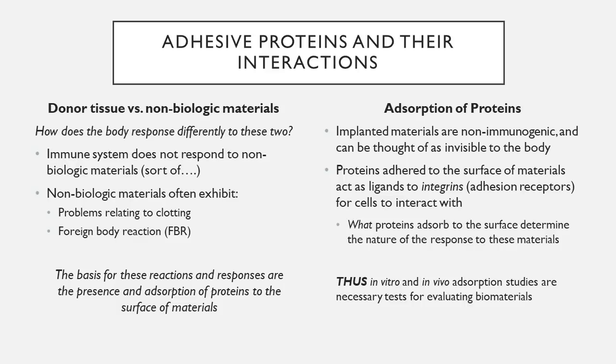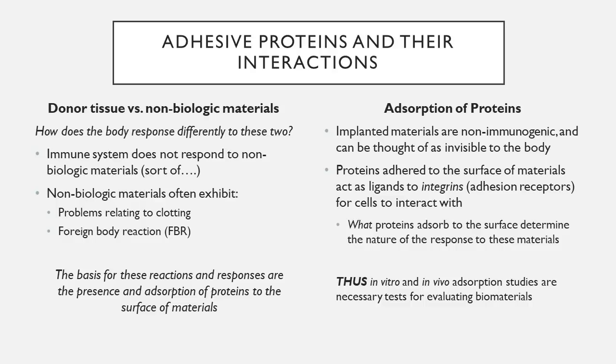But really the basis for all these interactions and reactions are the presence and adsorption of proteins to the surface of materials. So we're going to dedicate the next half of the lecture to talking about protein adsorption kinetics and how they mediate different cellular interactions, because your body has around 700 different proteins in the blood. Some are rather benign and non-bioreactive, like albumin, and some are involved in a lot of biological activities like fibronectin or fibrinogen, and they really can dictate the response of the materials with the host.